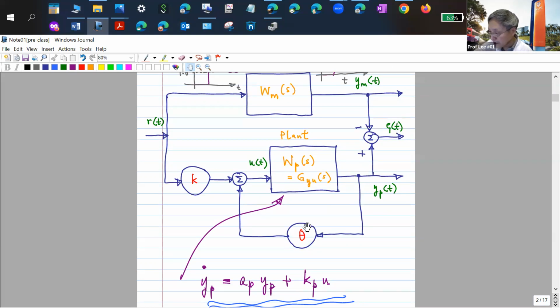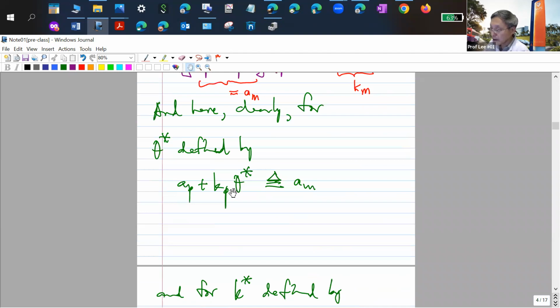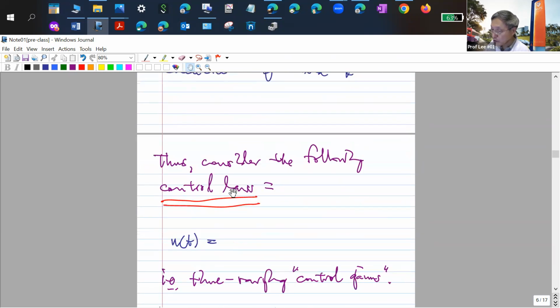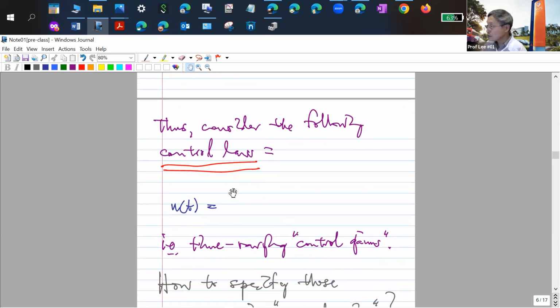You put in some number theta, you put in some number K, even though you don't know it, but we know this structure works. Because if you put in the exact numbers, it will get the result that we want. So we know this structure works. Since we want to get the same result, even though we do not know exactly how to calculate the perfect control gains, we will just continue to use the same structure.